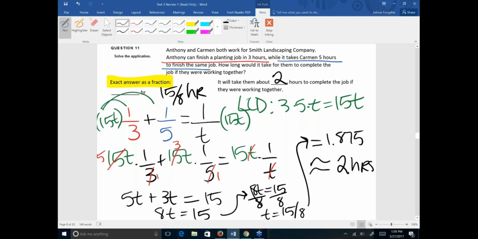But the way we set this up by saying 1/3 plus 1/5 equals 1 over t, that's a consistent way of solving these. So if Anthony took 8 hours to do a planting job and Carmen took 2 hours, how long will it take them to do it together? You would just change the numbers here. But this is a very consistent way of solving problems like this.